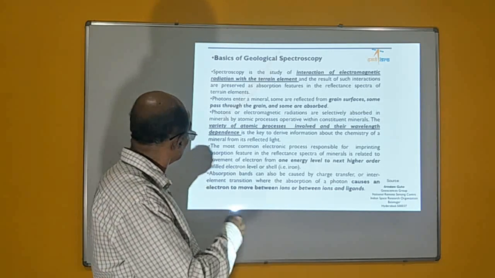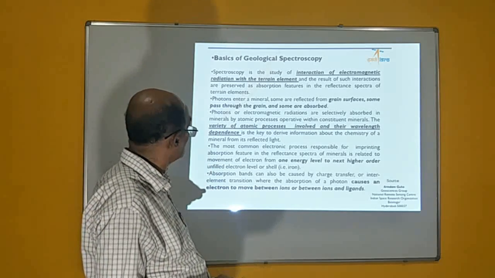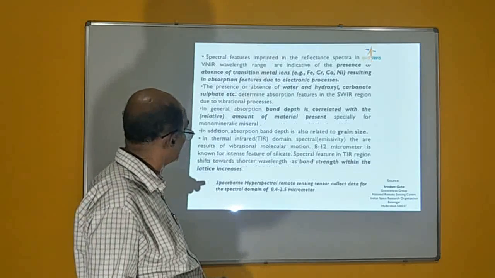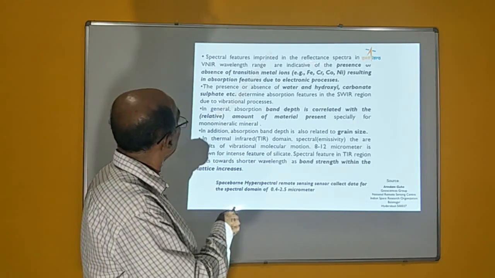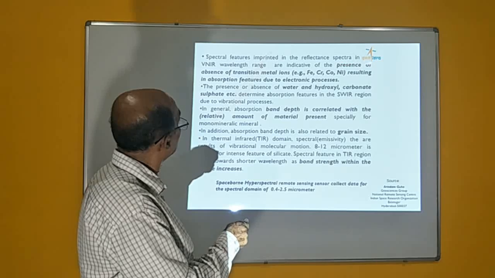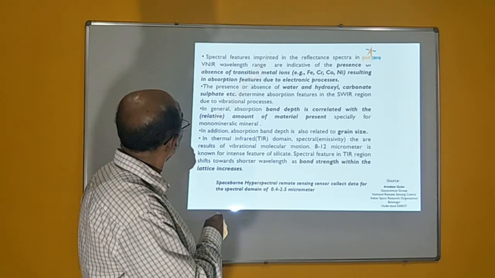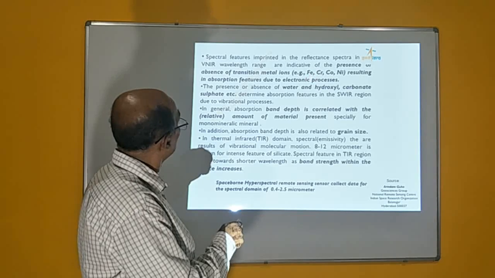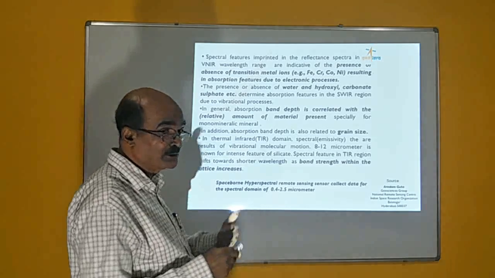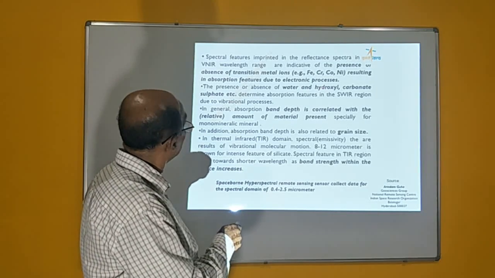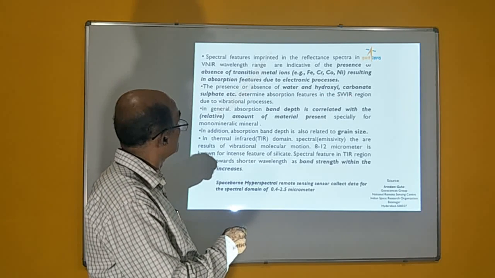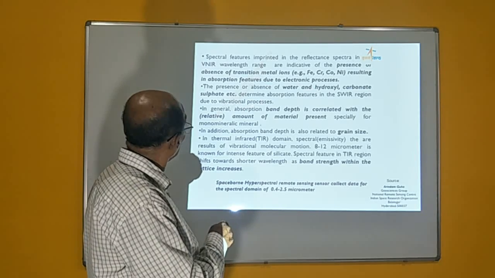See, these are some of the specifications, especially where hyperspectral remote sensing can be used in a better way to delineate different rock types, different minerals and so on. So spectral features imprinted in the reflectance spectra in the visible and near infrared wavelength range are indicative of the presence or absence of transition metal ions, for example ferrous, chromium, cobalt, nickel, resulting in absorption features due to electronic processes. The presence or absence of water and hydroxyl, carbonate, sulfate, etc. determine absorption features in the shortwave infrared region due to vibrational processes.